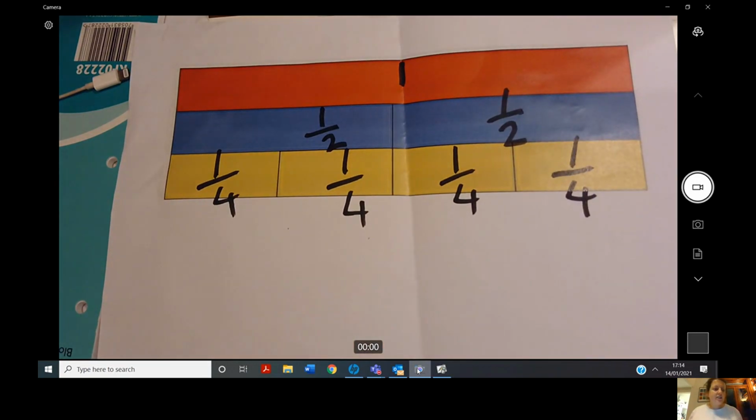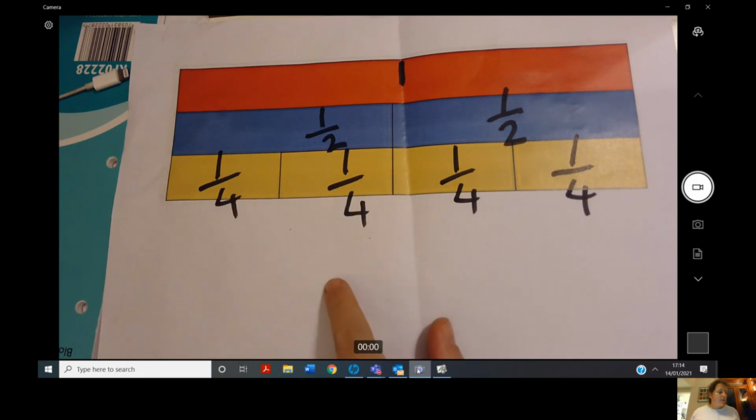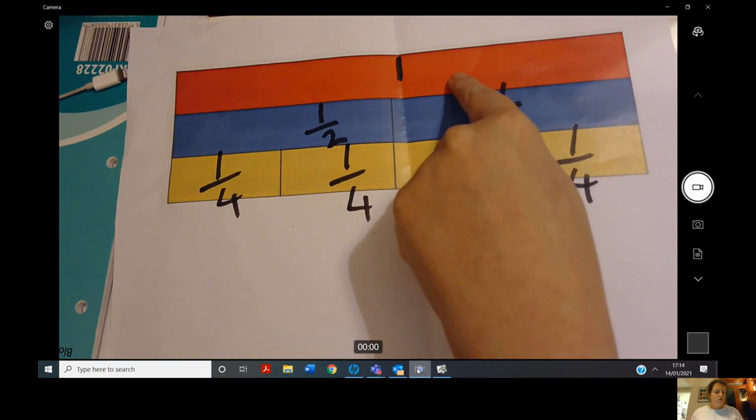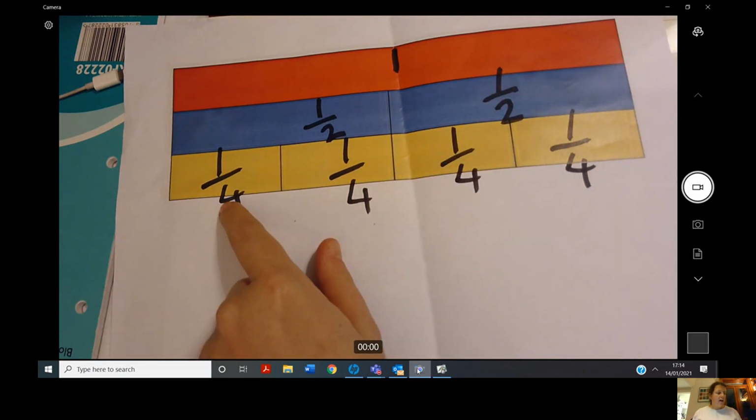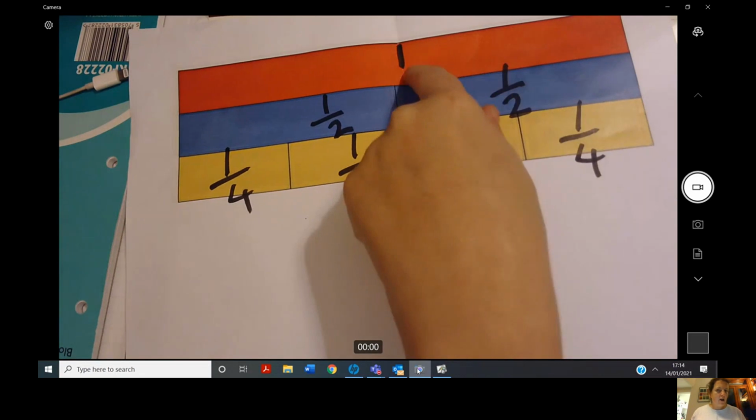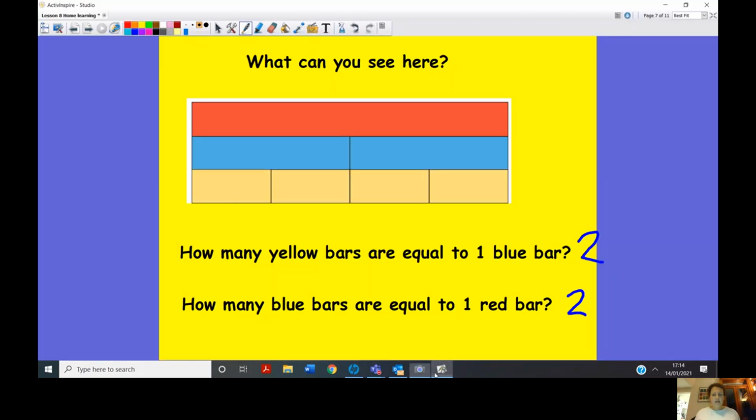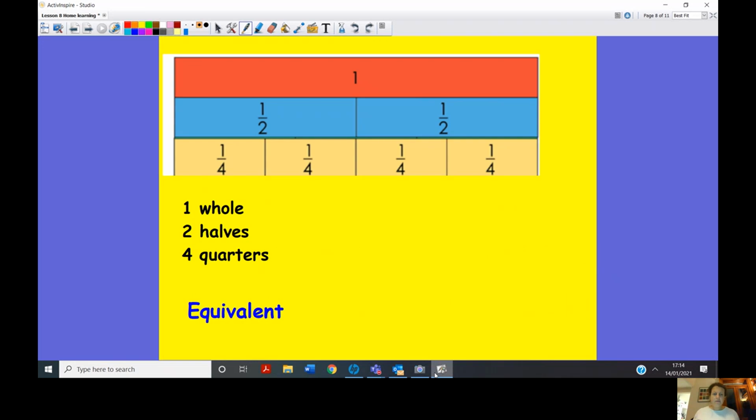This clearly shows something interesting. What do you think it shows? I think it shows that 2 halves make up a whole. I think it shows that 4 quarters make up a whole. Do you agree? Should we take a look and see? 1 whole, 2 halves, 4 quarters are all equivalent. They are all equivalent.